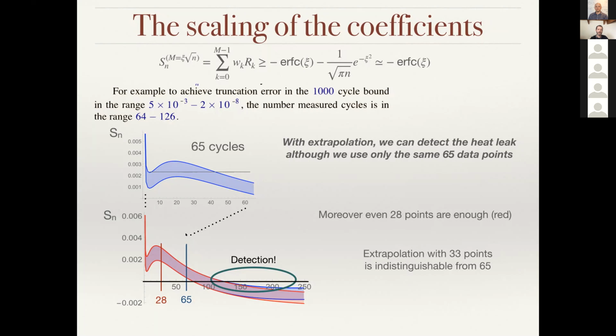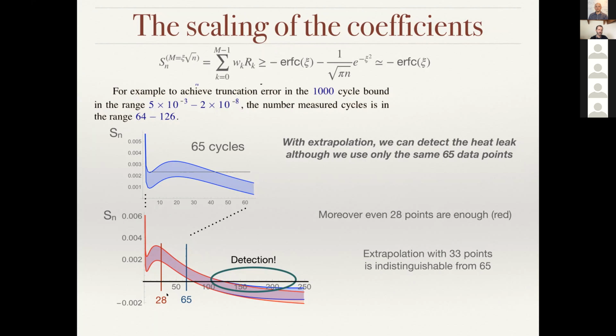But we can use this interpolation. And what you see in the blue band here is if we use all the points we have to do the extrapolation, we get that after roughly 125, we get a violation. We get negative values. But using all 65 points turns out to be an overkill.